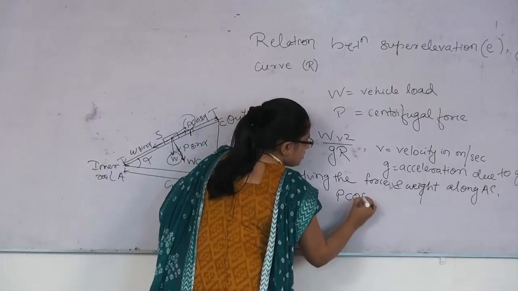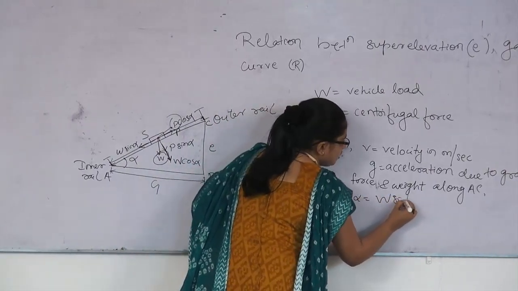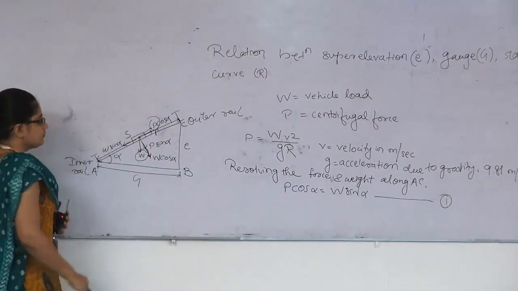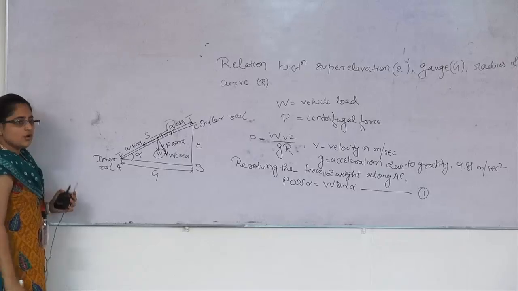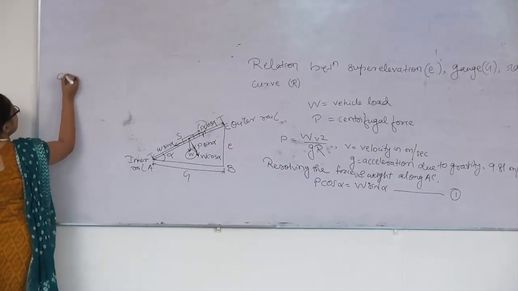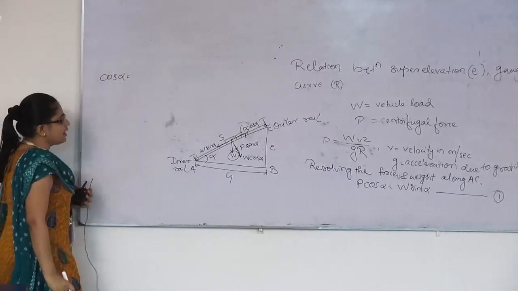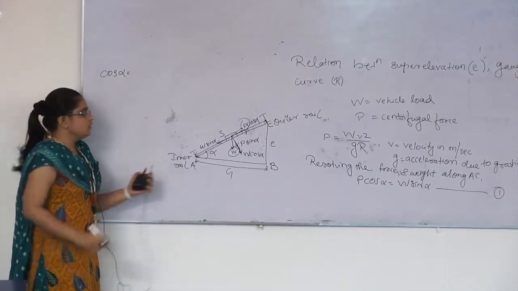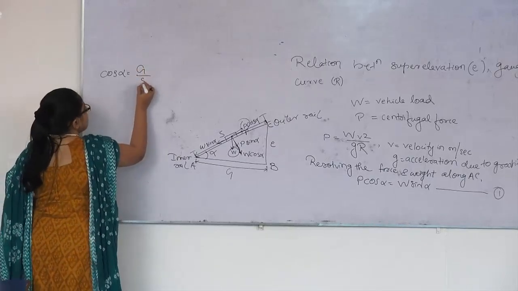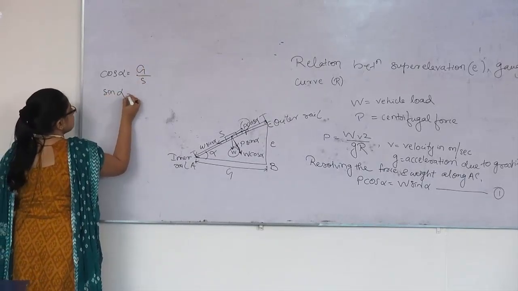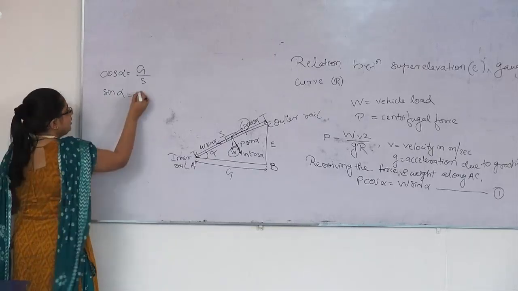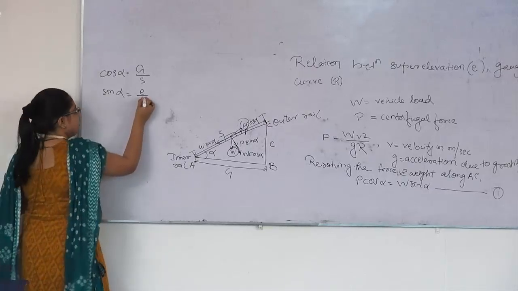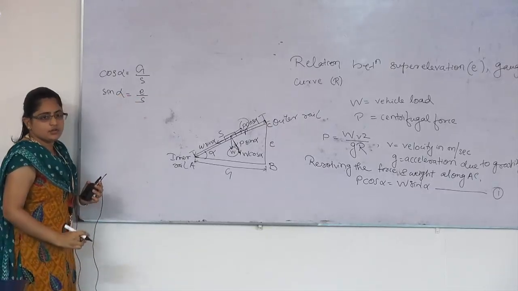P cos alpha equals W sin alpha. So this is equation 1. Clear? This is equation 1. So now you say what this cos alpha stands for? Cos alpha implies what? G by S. Sin alpha? E by S. Perpendicular by hypotenuse.